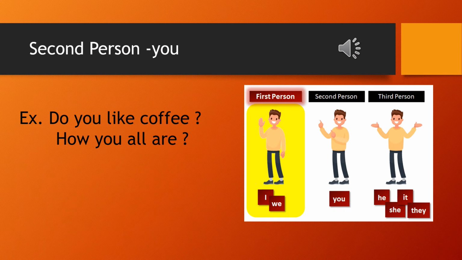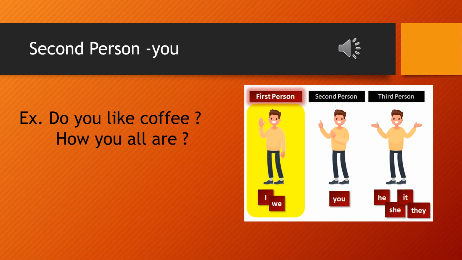Yes, children. Next is the second person pronoun. Second person pronoun refers to the person to whom we are talking. Second person pronoun refers to the person spoken to. Or we can say pronouns of the second person refer to the listener or the person being spoken to. Like you. If I am talking to you, here you is the second person pronoun.